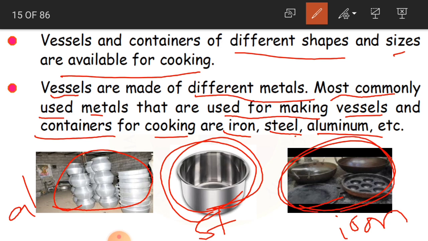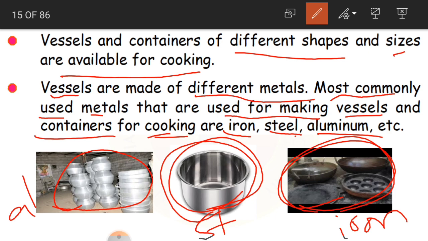As you can see here in the picture, you might have seen this iron pan, which we use for preparing dosa, roti and all this. Even iron pans are used for frying puris. Clear, children? These are the most commonly used metals for cooking. This you have to remember: for cooking, that is iron, steel and aluminium.